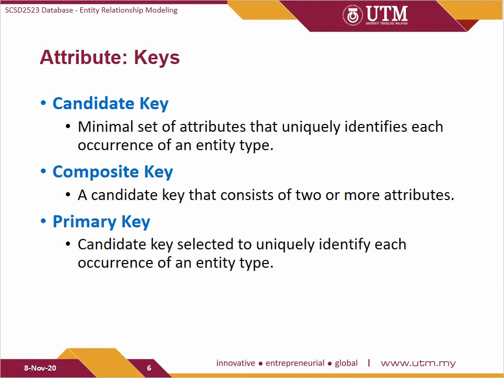Second is composite key. Composite key is a candidate key that consists of 2 or more attributes. And next is primary key. Primary key is a candidate key selected to uniquely identify each occurrence of an entity type. We may identify more than one candidate key. However, we must choose one of the candidate keys to be the primary key. Normally, we will choose the single attribute as a primary key.